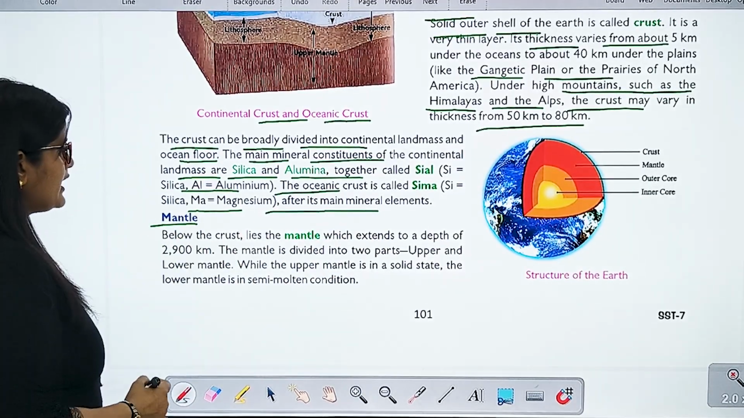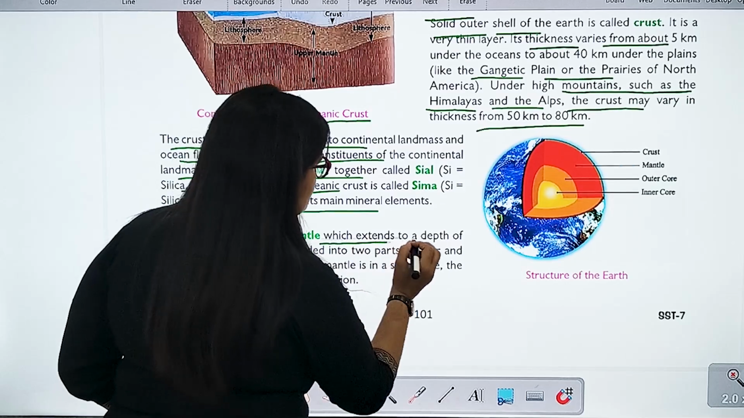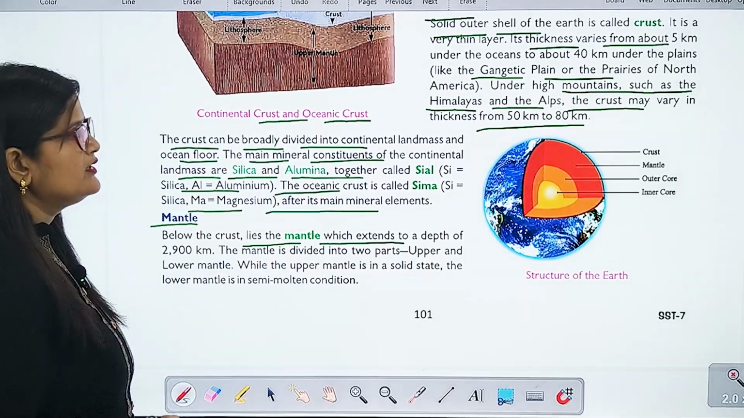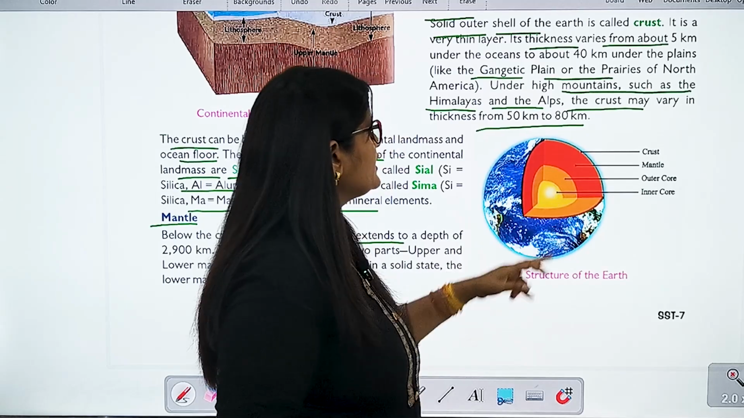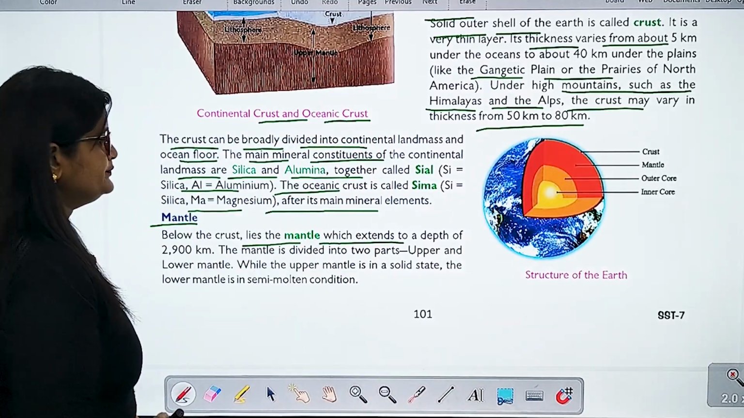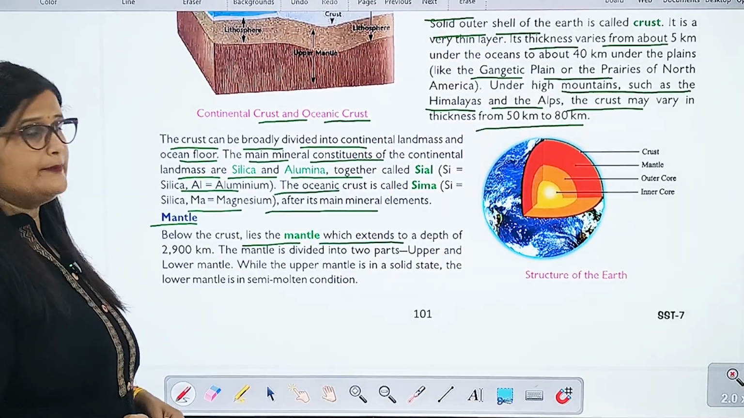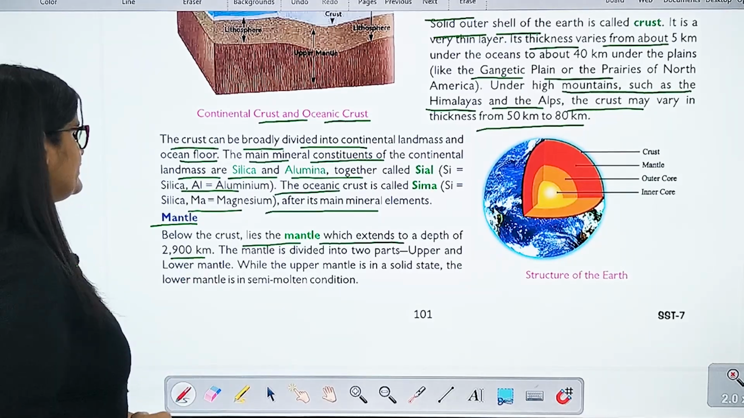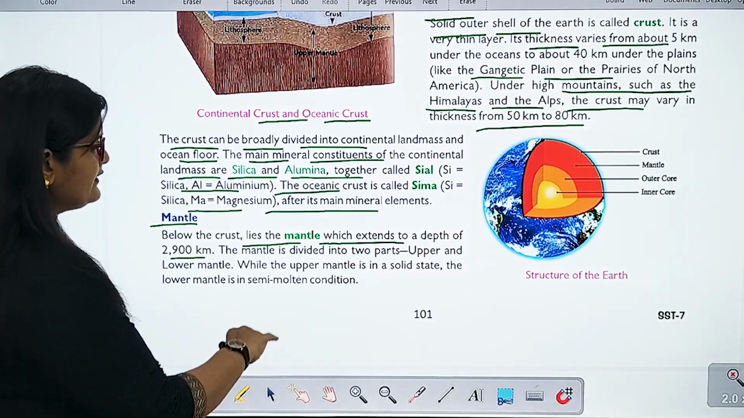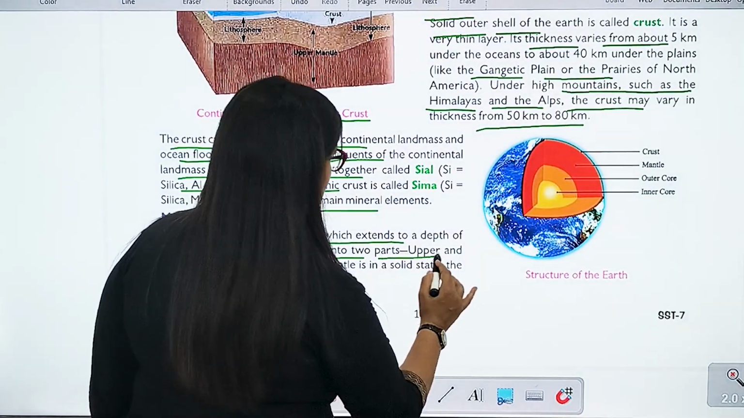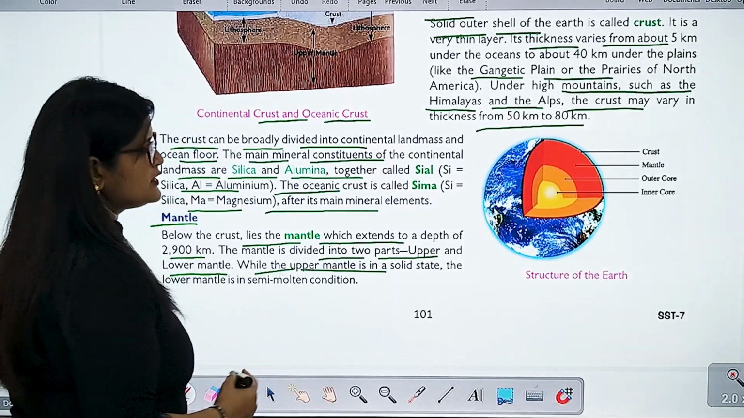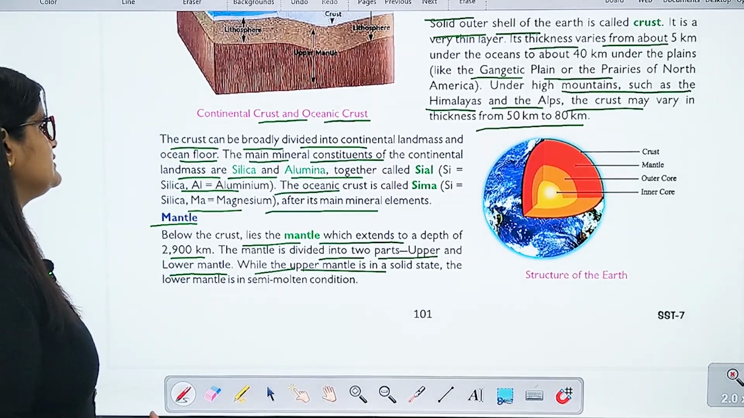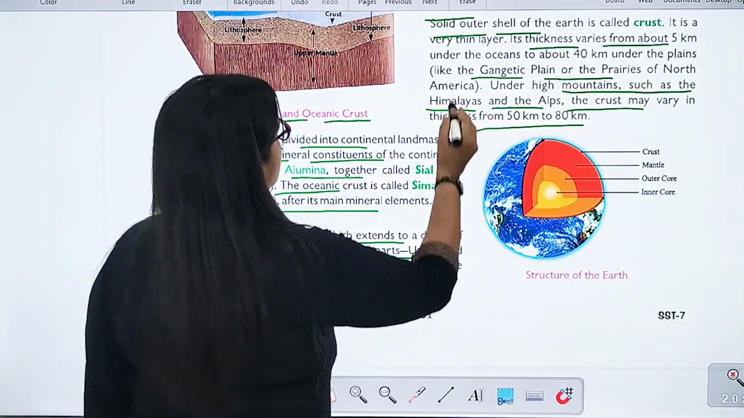अब mantle क्या होता है? Below the crust lies the mantle. ये क्रस्ट हो गया, ये अंदर मेंटल, ये आउटर कोर हो गया, ये इनर कोर हो गया. ठीक है, which extends to a depth of 2,900 kilometers. The mantle is divided into 2 parts, upper and lower mantle. While the upper mantle is in a solid state, the lower mantle is in a semi-molten condition.